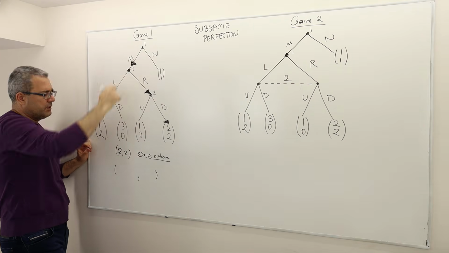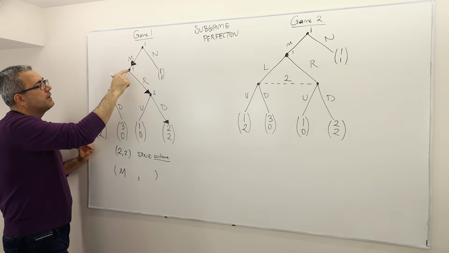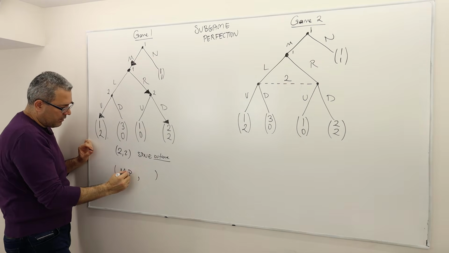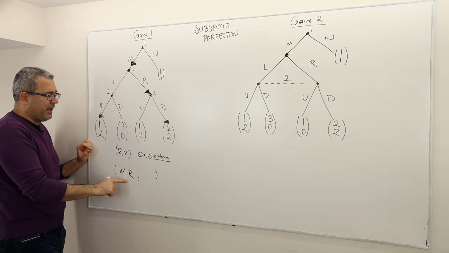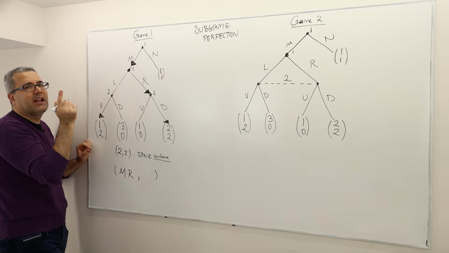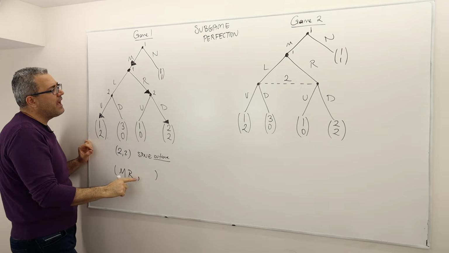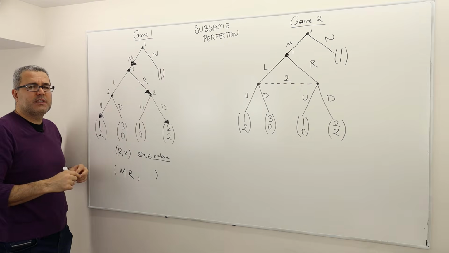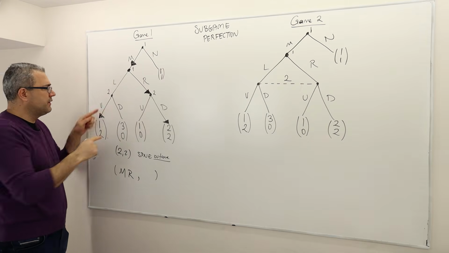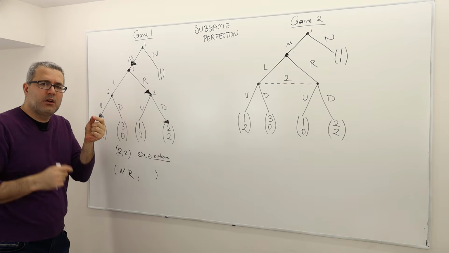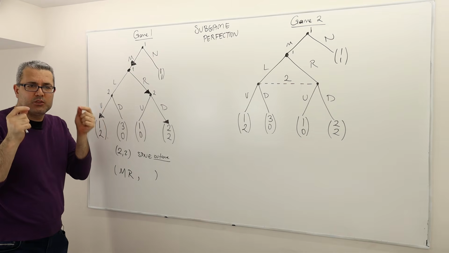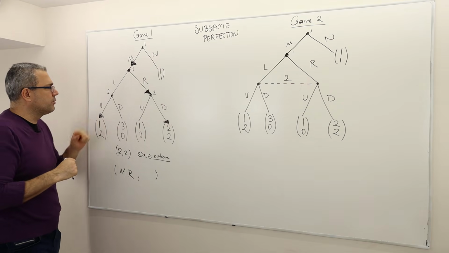Here, for this decision node, it's M. For this decision node, it's R. So the first player's subgame perfect Nash equilibrium strategy is going to be MR, not NL or NR. And then for the second player, remember the second player also has 2 decision nodes, this one and this one. So therefore, for each decision node, one action. All right, this is what constitutes strategy for player 2.